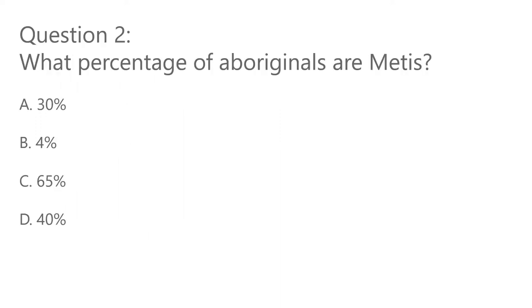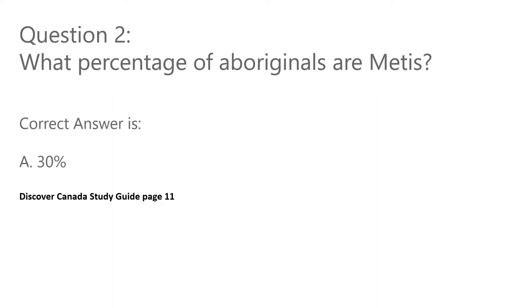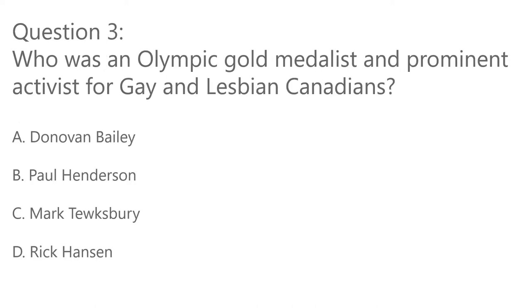Question 2. What percentage of Aboriginals are Métis? A. 30%. B. 4%. C. 65%. D. 40%. Correct answer is A. 30%. Discover Canada Study Guide, page 11.